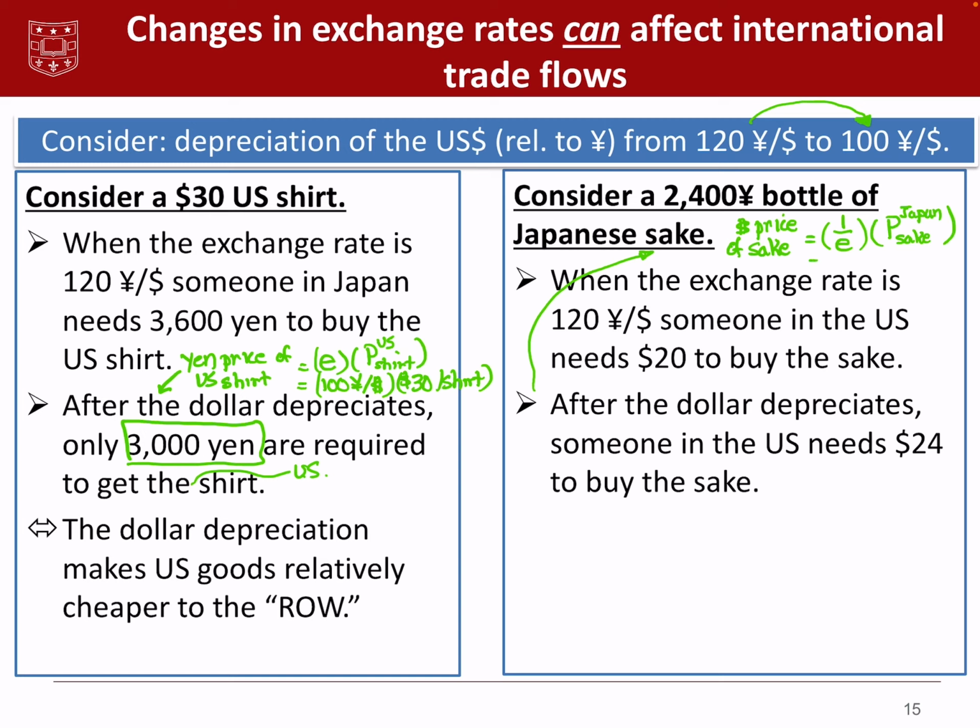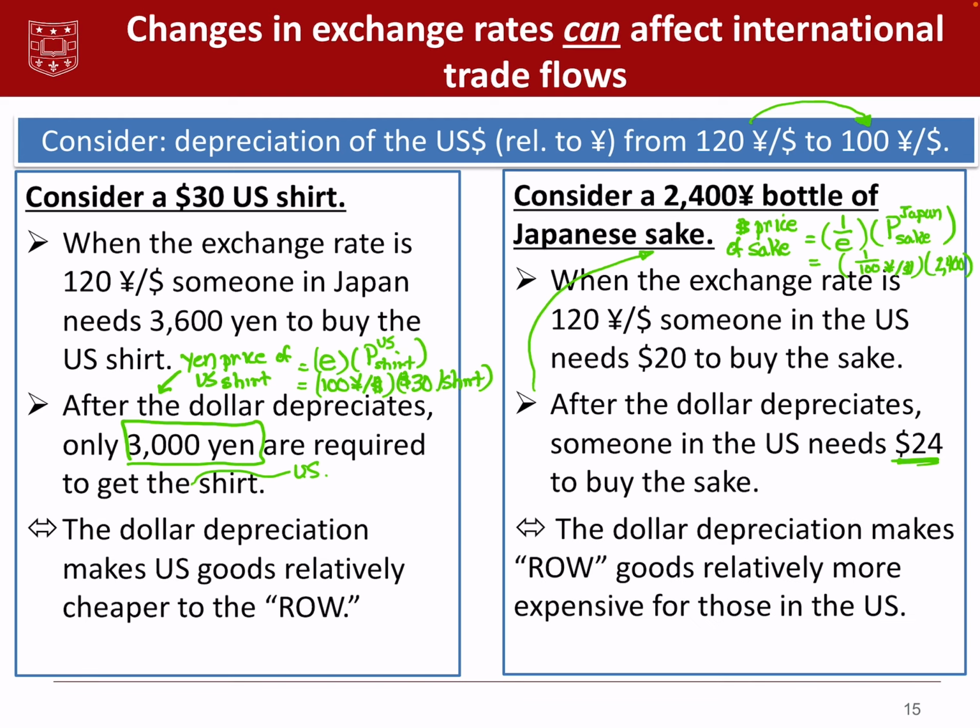And so this would be 1 over 100 yen per dollar times 2,400 yen. So stick the yen sign in there, but divide 2,400 by 100, and you come up with this $24 to buy the bottle of sake. And so the dollar depreciation serves to make the rest of the world's goods relatively more expensive from the perspective of those in the US.